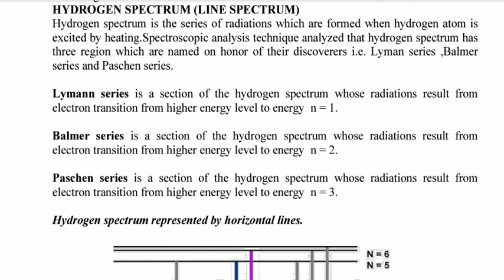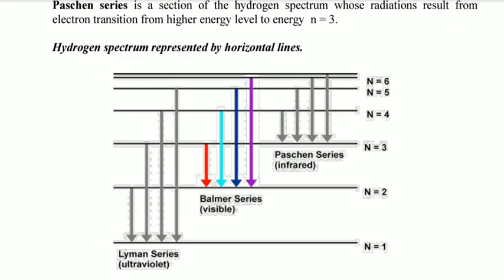But what you have to know here is that a hydrogen atom has one electron. When it is given energy, that one electron can be excited to a certain energy level. When it comes back to its ground state, which is N1, the electron emits energy. That emitted energy appears as the Lyman spectrum. The Lyman series is the section of the hydrogen spectrum whose radiation results from electron transition from a high energy level to energy level 1, the first energy level. In the diagram here, we have N1 below, then N2, N3, N4, N5, and N6. In the Lyman series, these are ultraviolet.